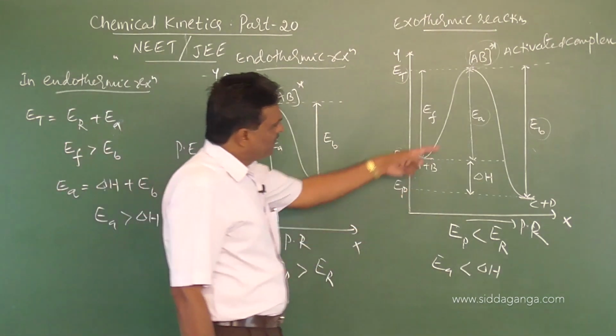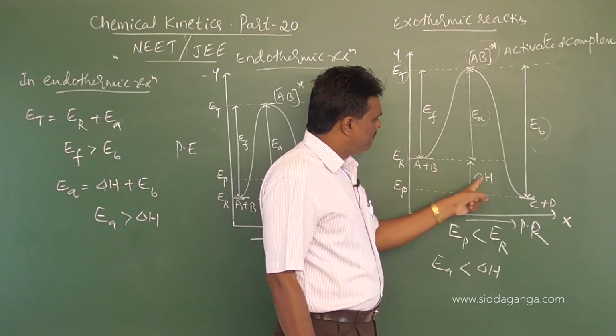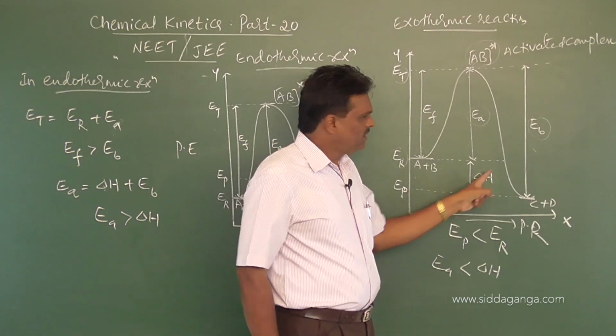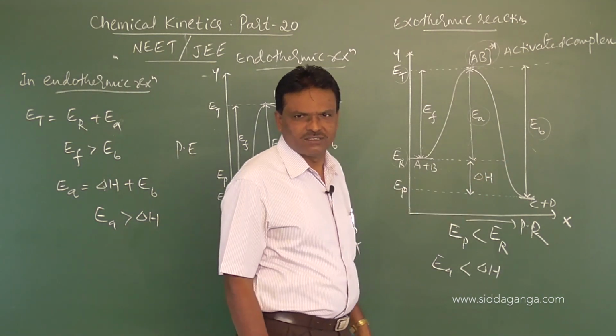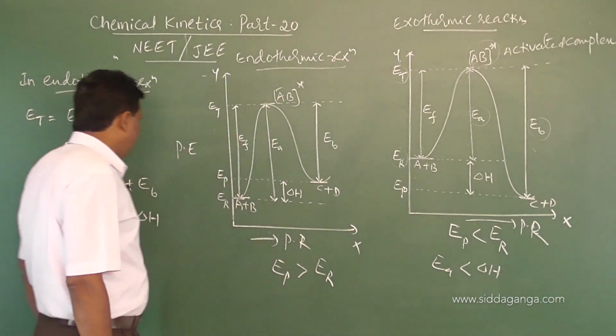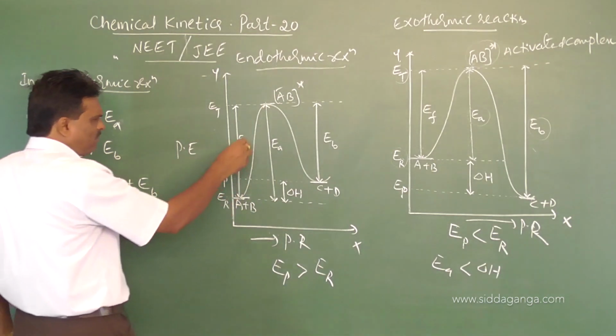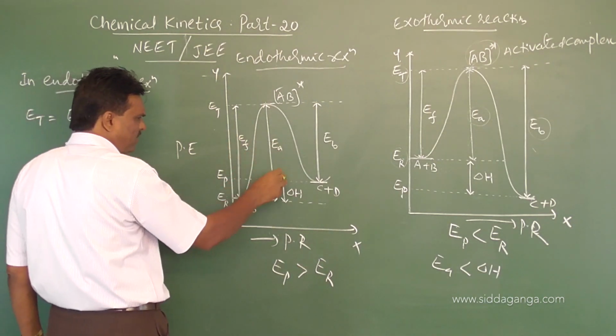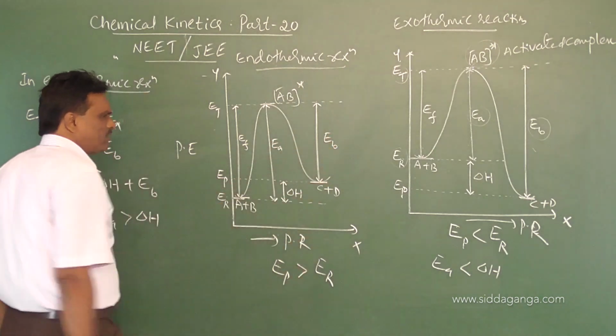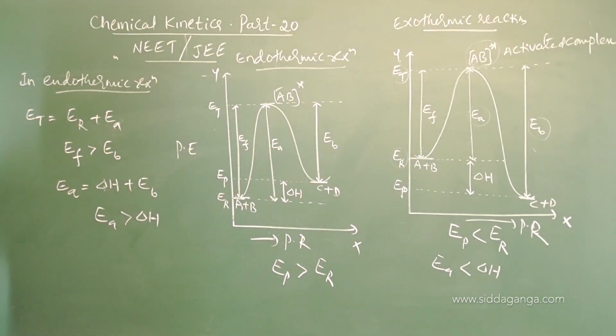So because energy of activation is equal to Eb minus delta H. Is it clear? Then in case of endothermic reactions, the energy of activation for the forward reaction is greater than the energy of activation for the backward reaction.